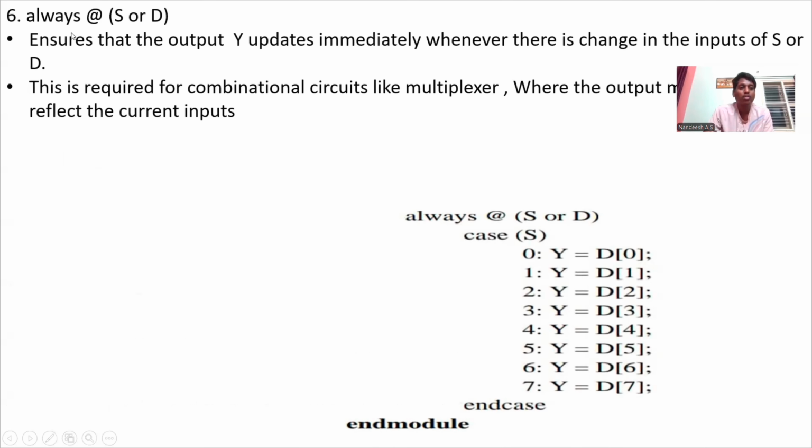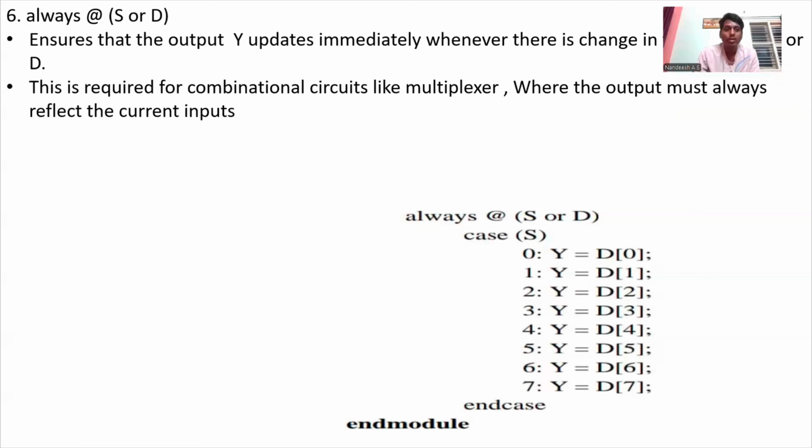It must be a reg type. The sixth line, always @ S or D, ensures that the output Y updates immediately whenever there is a change in the inputs S or D. This is required for combinational circuits like a multiplexer, where the output must always reflect the current inputs.